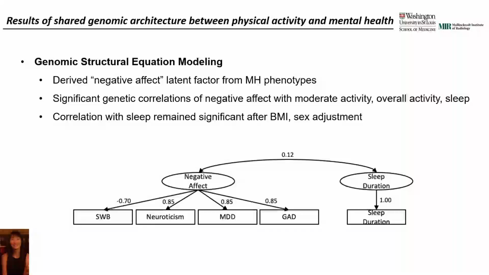My last results slide is to show you the results of the shared genetic architecture. Here, first of all, we identified a latent factor of mental health that we're calling negative affect, that had pretty strong contributions across a number of things. That was significantly genetically correlated with a number of our physical exercise measures, including moderate activity, overall activity, and sleep. When we control for body mass index, some of those effects go away. The effect of sleep stays, but the effect of overall and moderate activity do not survive controlling for body mass index, which makes sense because body mass index is closely related to how much activity you would have on average.